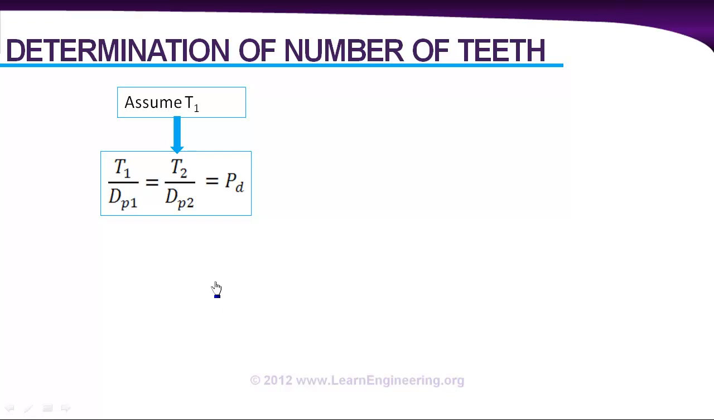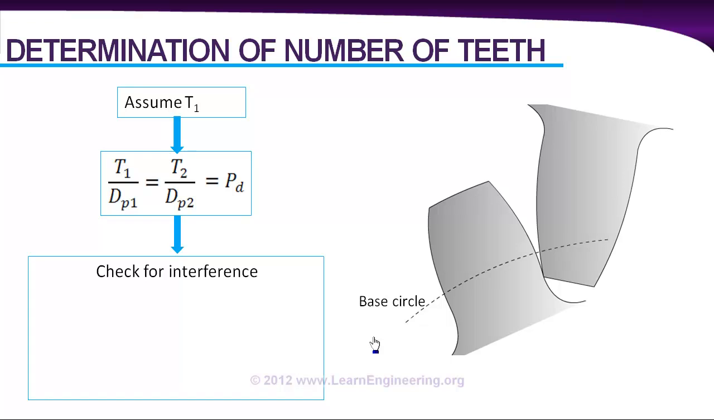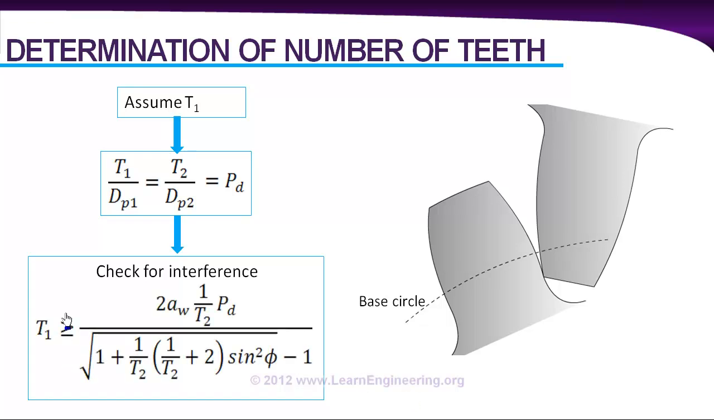Now we have the number of teeth on both the gears, but still there is a small issue which has to be checked for: the issue of interference. Interference means if your gear has a profile below the base circle, that won't be involute in shape. So if this portion of the gear comes in contact with the mating gear, it can cause material erosion and a huge problem of noise. But you can avoid this interference if the following condition is satisfied. If the number of teeth on the smaller gear is greater than this value, then there won't be any interference.